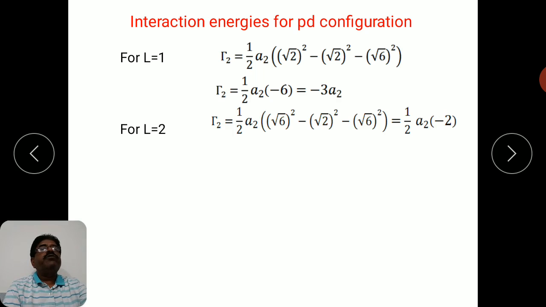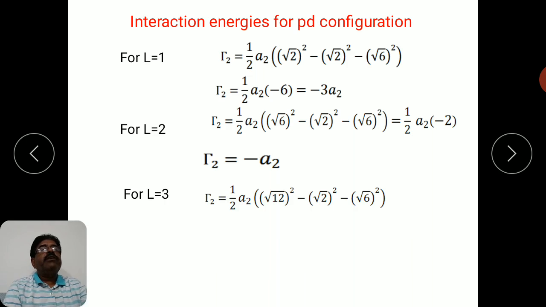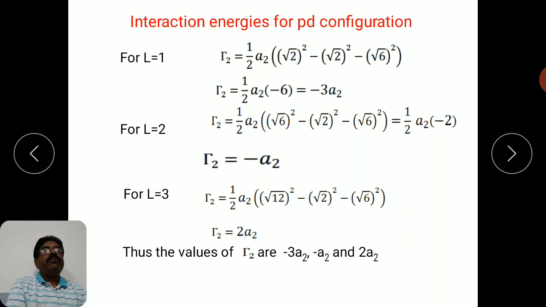Similarly, L is equal to 2. If we substitute the values here, you can see gamma 2 is equal to 1/2 a2 [(root 6)² − (root 2)² − (root 6)²], that is equal to 1/2 a2 into minus 2, or gamma 2 is equal to minus a2. So like this, you can simplify the equation. L is equal to 3: 1/2 a2 [(root 10)² − (root 2)² − (root 6)²], and if you simplify this, gamma 2 will be equal to 2a2. So the values of gamma 2 are minus 3a2, minus a2 and 2a2.